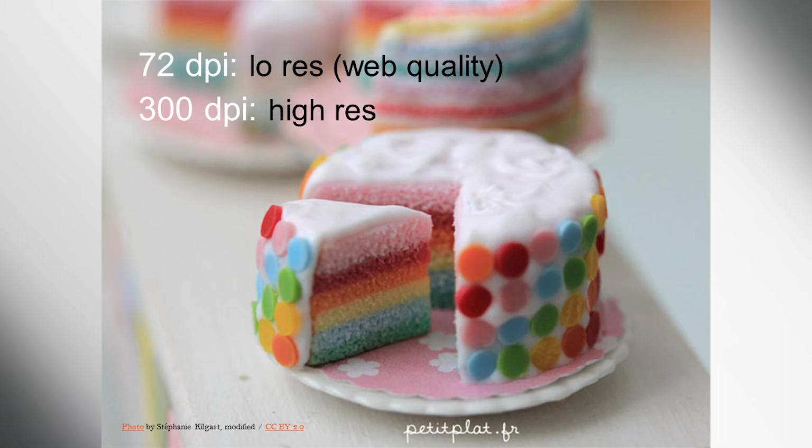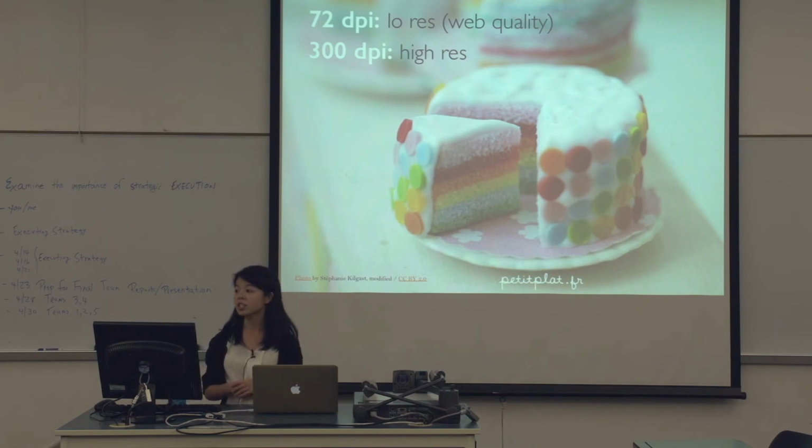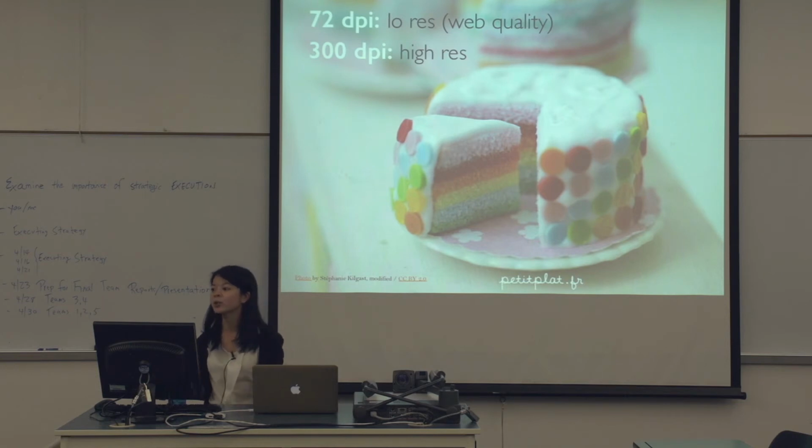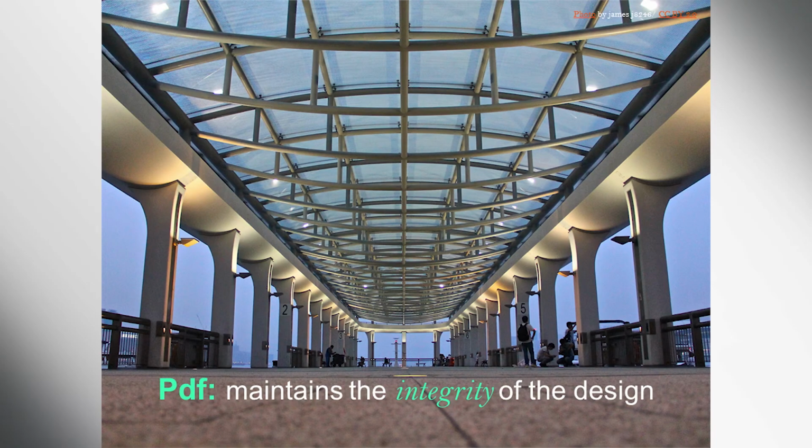When we talk about resolution, usually 72 dots per inch would be a low resolution file, and again, that's for web quality files. And then anything that's around 300 dpi, that would be a high resolution image. If you're printing a banner or just a large photo that you're blowing up, that would be a good resolution to use. But what I really want to talk about is PDF, which I really like because it helps you maintain the integrity of the design.